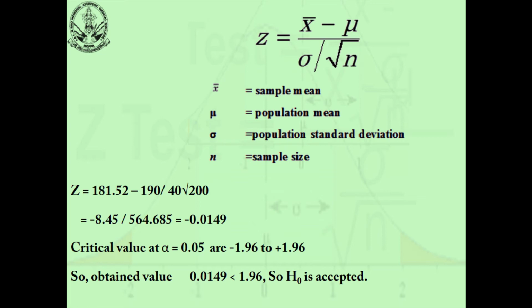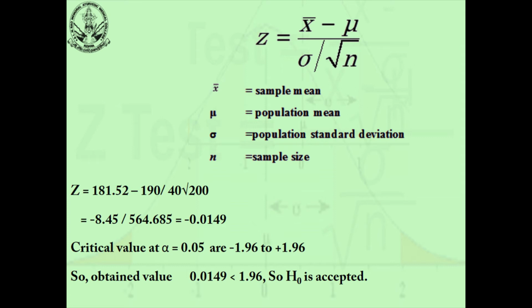From that you will find minus 8.45 divided by this value, which if you calculate is 564.685. So overall we are getting minus 0.0149. This 0.0149 is less than 1.96, the critical value at the 95% confidence level. If it is less than 1.96, it is coming under the acceptance zone of the null hypothesis.